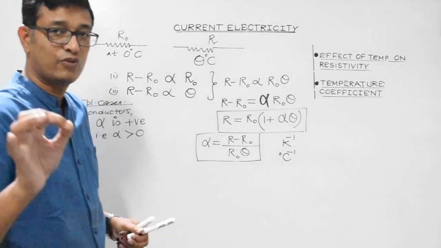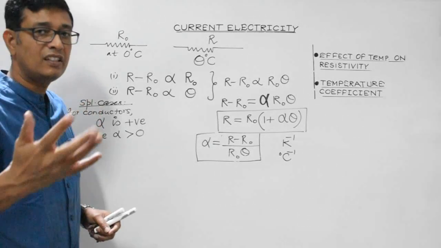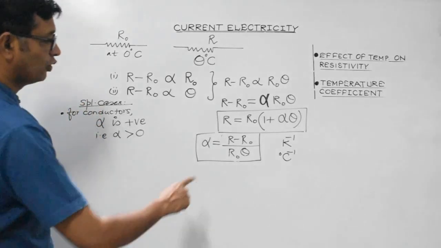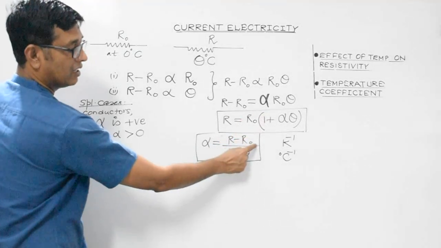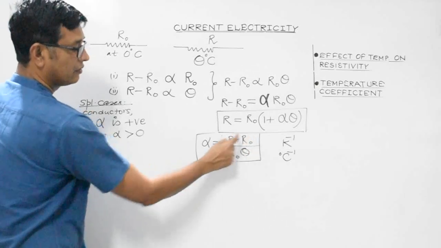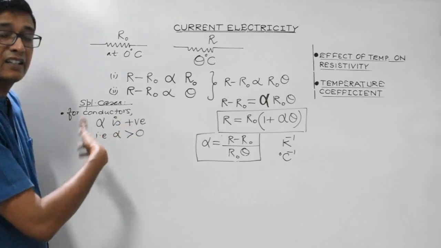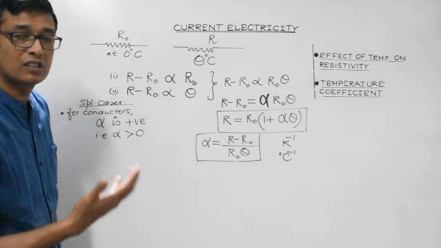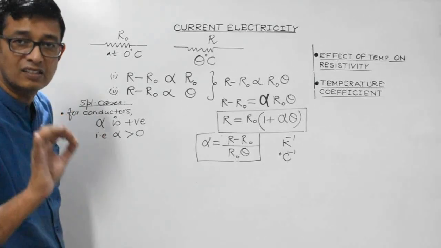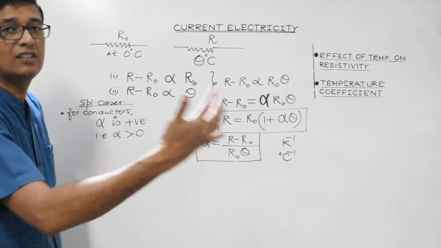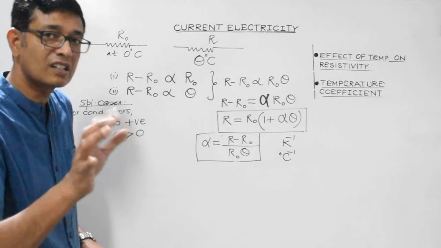Students, for conductors we have discussed the resistance increases with the increase in the temperature, right? So, if theta increases, then R would be greater than R naught. And if numerator is positive, then alpha would be also positive. So the value of alpha is greater than 0, or positive. It suggests that in case of such substances, the resistance increases with the increase in the temperature. And that is when we consider the case of conductors.